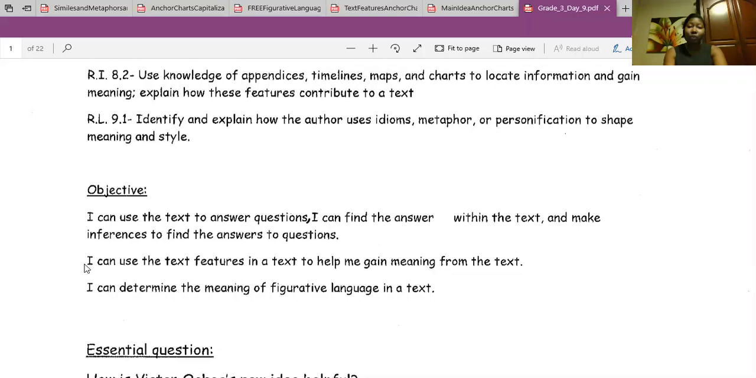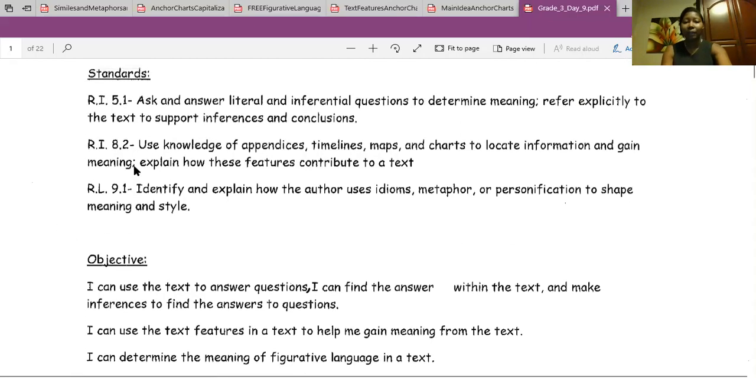Another objective of ours was I can use the text features in a text to help me gain meaning from the text. There were a lot of text features in this text, and we used them to understand what it was talking about. So that's another check. And lastly, it said I can use the text to answer questions. I can find the answer within the text and make inferences to find answers to the questions. Did we do that? Yes, we certainly used the text to answer questions that we thought about. So we met all our goals for today.